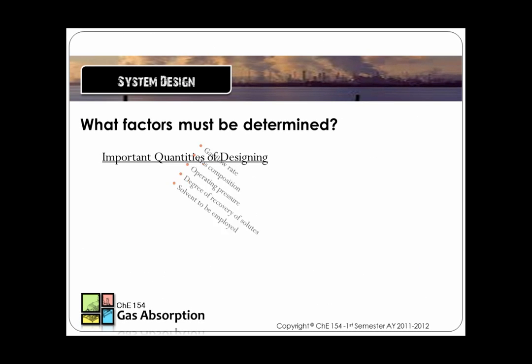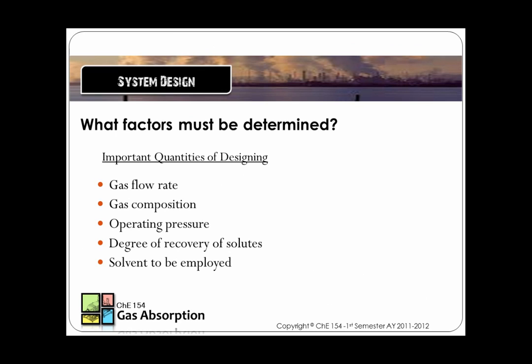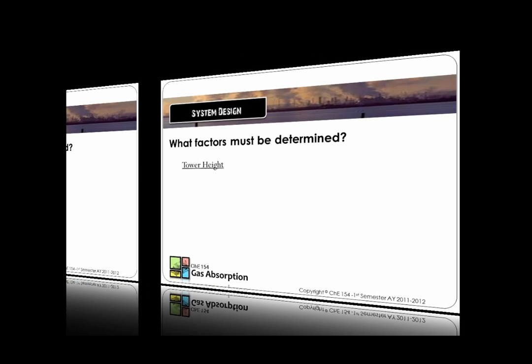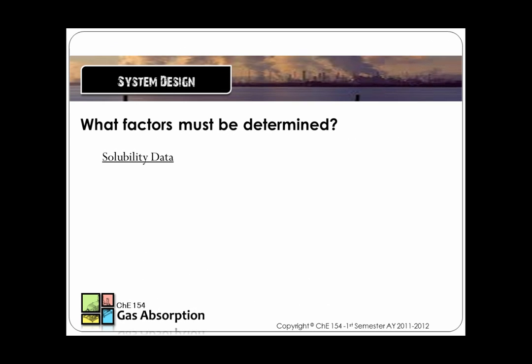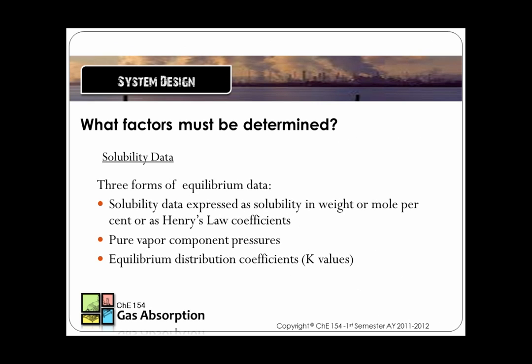The important quantities in system design are gas flow rate, gas composition, operating pressure, degree of recovery of solutes, and solvents to be employed. The tower height depends on phase equilibria, degree of removal of solute from gas, and mass transfer efficiency of the apparatus. Solubility data comes in three forms. It can be expressed as solubility in weight or mole percent, also known as Henry's law coefficient. It is also expressed as pure vapor component pressures or equilibrium distribution coefficients, or K values.